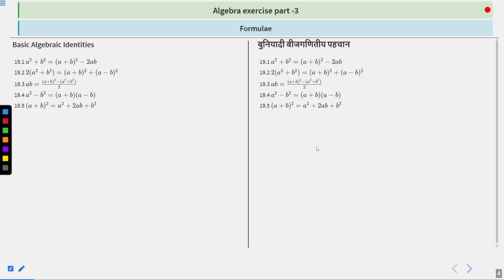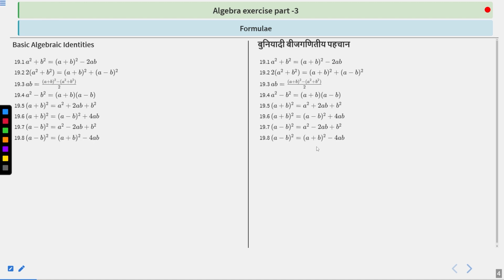Then (a plus b) whole square equal to a square plus b square plus 2ab. (a plus b) whole square equal to (a minus b) whole square plus 4ab. (a minus b) whole square equal to a square plus b square minus 2ab. (a minus b) whole square equal to (a plus b) whole square minus 4ab.